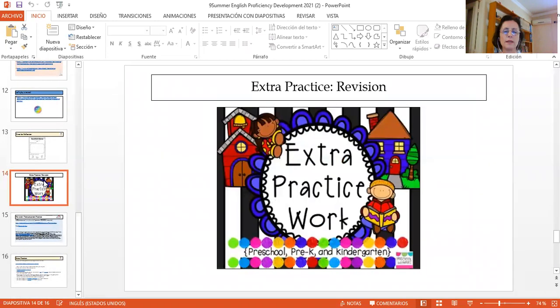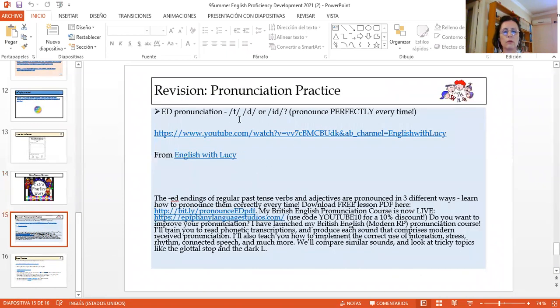And if you start at the end, that's what I wanted to start with: extra practice and revision. In the first slide, you will find a video on the pronunciation of the past tense, whenever you pronounce the T, the D, and the id, from English with Lucy. She's very practical and very clear in the explanation, so I would like you to watch her.